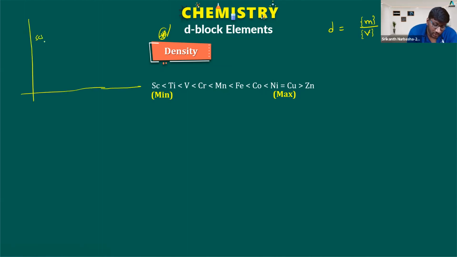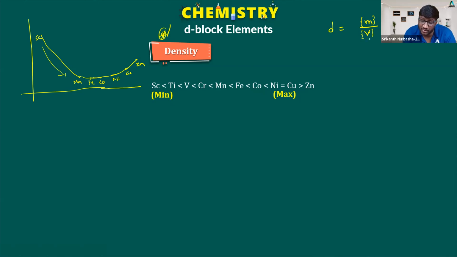From scandium to manganese, it is decreasing. After that, for iron, cobalt, nickel, it was almost the same. After that, for copper and zinc, it is increasing. Yes or no? From scandium to manganese decrease, from iron to nickel same, from copper to zinc it is increasing.